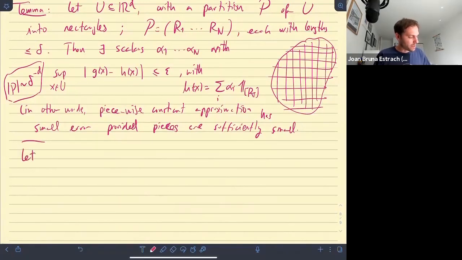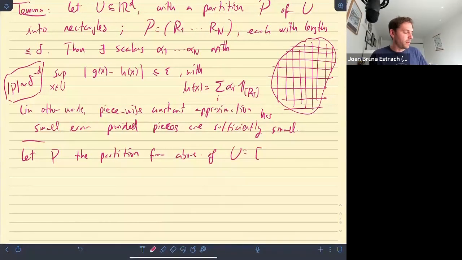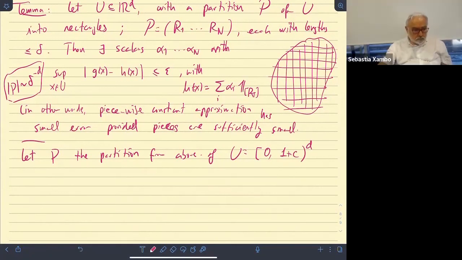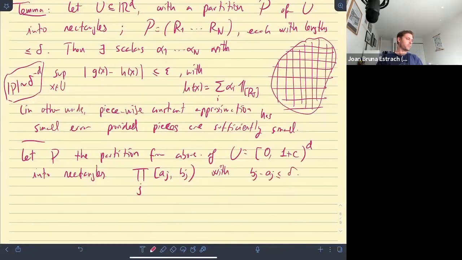Okay, so now let P be the partition that we just described from above, of U, and I'm gonna consider U to be, let's say, zero to one plus C for any arbitrary constant C. I'm just gonna take the hypercube and put a little bit of boundary. That doesn't really change anything. Into rectangles. Each of the rectangles, I can write as a product of intervals, with b_j minus a_j smaller than delta. Like the size of the rectangles are small.